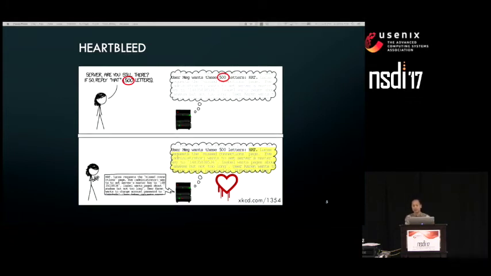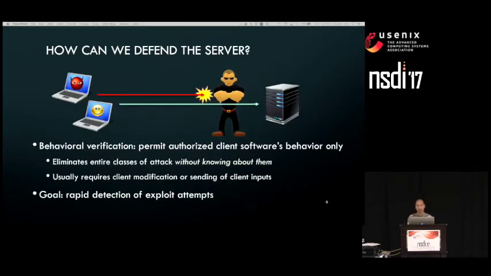So the key is that the attacker's message here is an invalid command. So how do we defend the server? We defend the server using what we call behavioral verification, and that is we permit the authorized client software's behavior only. So this eliminates entire classes of attack without knowing about them beforehand.